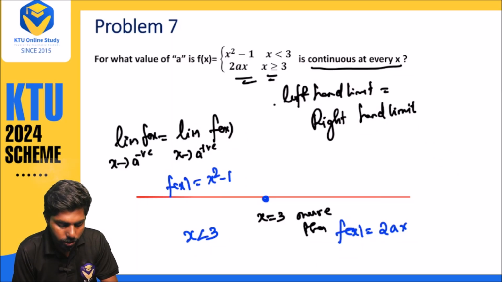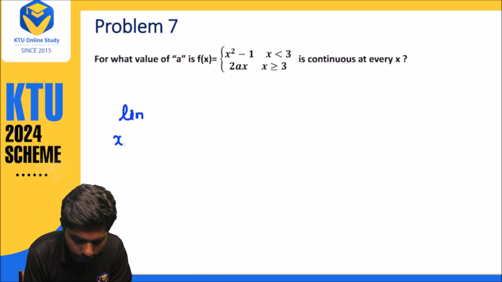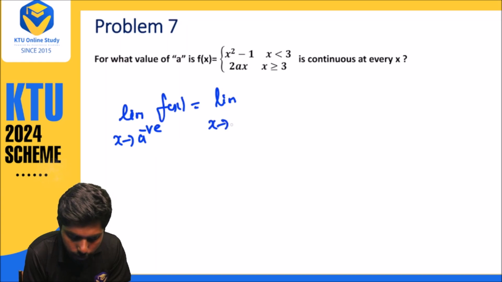Now substitute the value. Now apply the condition. What is the condition? Limit x approaches a in negative direction, f(x) is equal to limit x approaches a in positive direction, f(x). What is a?